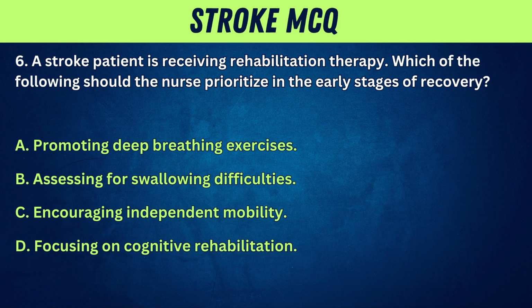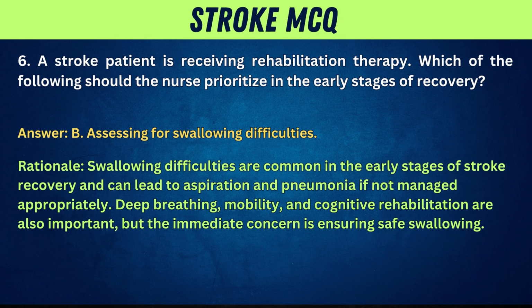6. A stroke patient is receiving rehabilitation therapy. Which of the following should the nurse prioritize in the early stages of recovery? A. Promoting deep breathing exercises. B. Assessing for swallowing difficulties. C. Encouraging independent mobility. D. Focusing on cognitive rehabilitation. Answer: B. Assessing for swallowing difficulties. Rationale: swallowing difficulties are common in the early stages of stroke recovery and can lead to aspiration and pneumonia if not managed appropriately. Deep breathing, mobility, and cognitive rehabilitation are also important, but the immediate concern is ensuring safe swallowing.